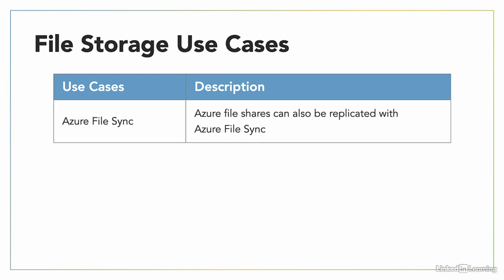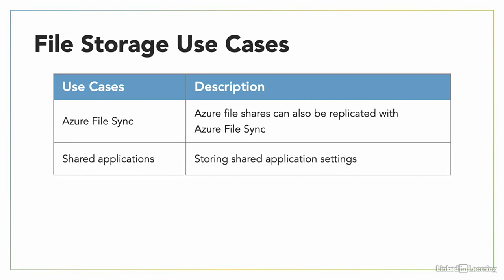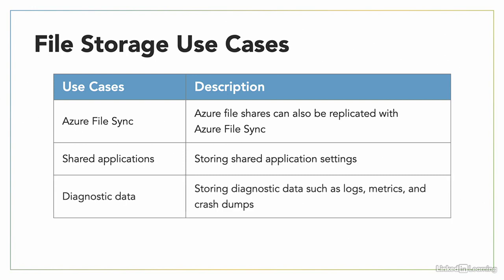Azure file shares can also be replicated with Azure File Sync to Windows servers, either on-premises or in the cloud, for performance and distributed caching of the data where it's being used. Storing shared application settings, for example, in configuration files. Storing diagnostic data such as logs, metrics, and crash dumps in a shared location.